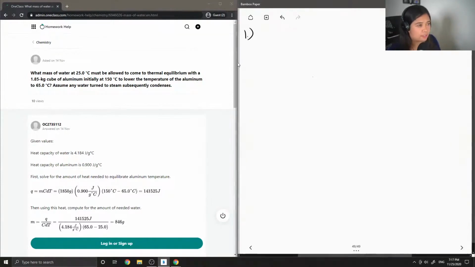Okay, so first I'm just going to write down all the values that they give us. The mass of aluminum is 1.85 kilograms. But I will also convert this to grams just to get everything in the same units. So 1.85 kilograms is the same thing as 1,850 grams.